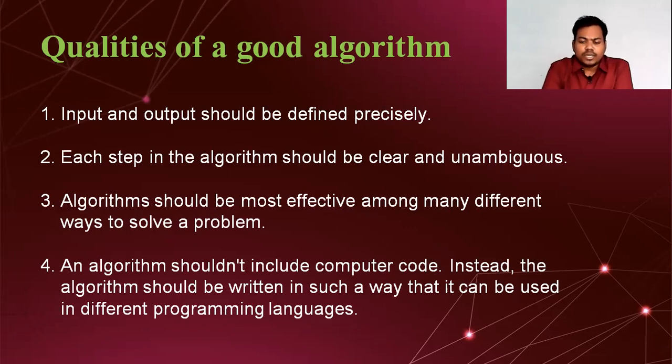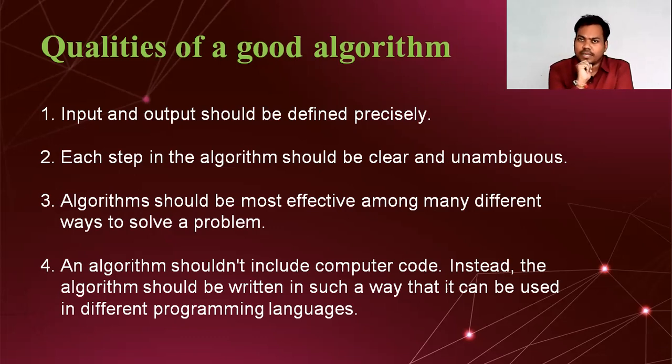An algorithm shouldn't include computer code. Obviously, we are not writing the code right now. We are writing the algorithm, and on the basis of that, we will write the code, right? So the algorithm should be written in such a way that it can be used in different programming languages. If I directly write the code, what is the sense of that? If I have written an algorithm, that algorithm can be given to the Python programmer to design the program on the basis of this algorithm.